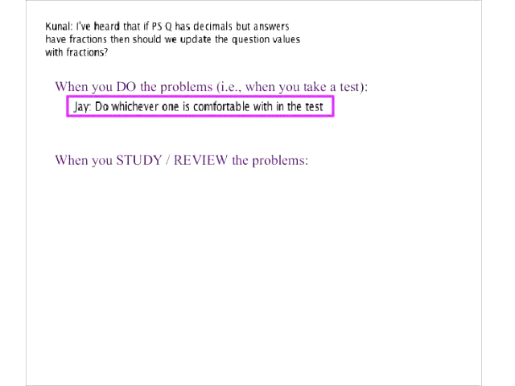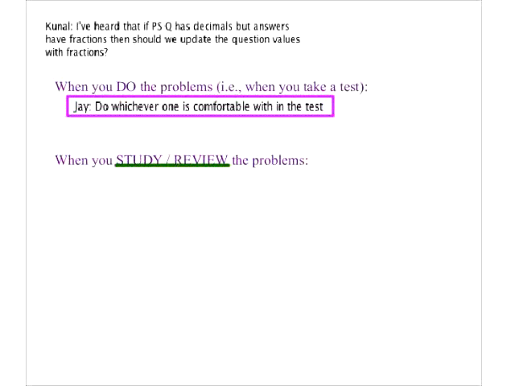At best, you don't need rules like that, and at worst, rules like that are going to make you take like 4 times as long to solve the problem, because you'll think you have to consider all these things that you don't really have to consider. So it's whichever one you're comfortable with. Now, what about when you study or review?